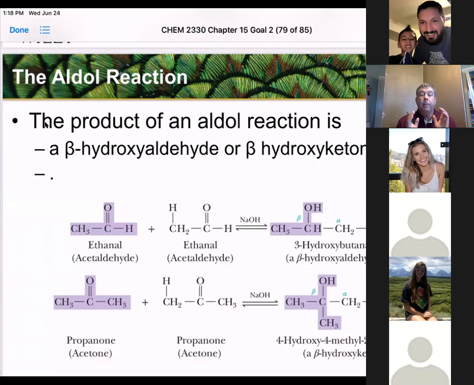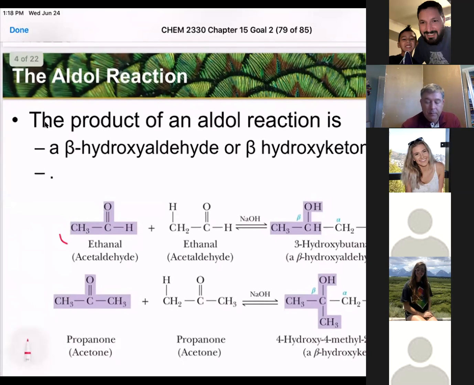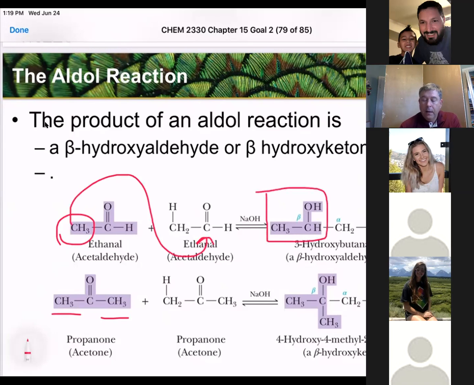Okay, so the basic reaction is that you have to have something with an acidic proton. In this case, our aldehyde only has one side with acidic protons. In the case of our ketone, we actually have a choice, and I'll teach you how to choose which one. Once you form your anion here, it's going to react with another one of itself and open up the ring to give you an alcohol on your beta carbon.